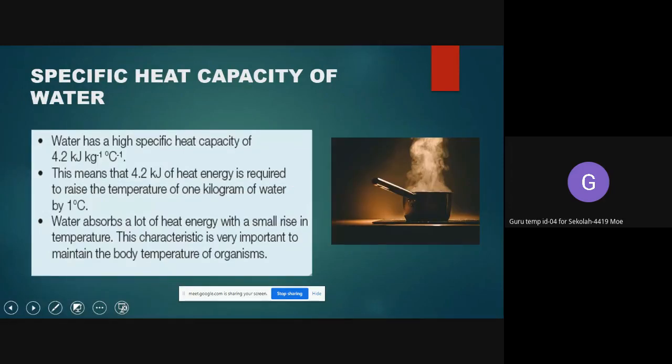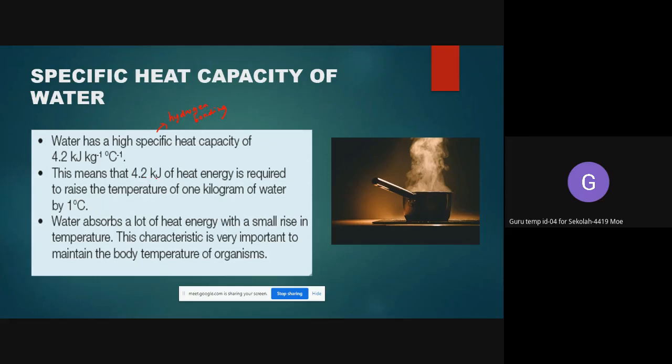Next, specific heat capacity of water. Water has a high specific heat capacity of 4.2 kilojoule. So why does water have high specific heat capacity? Because of the hydrogen bonding among water molecules.